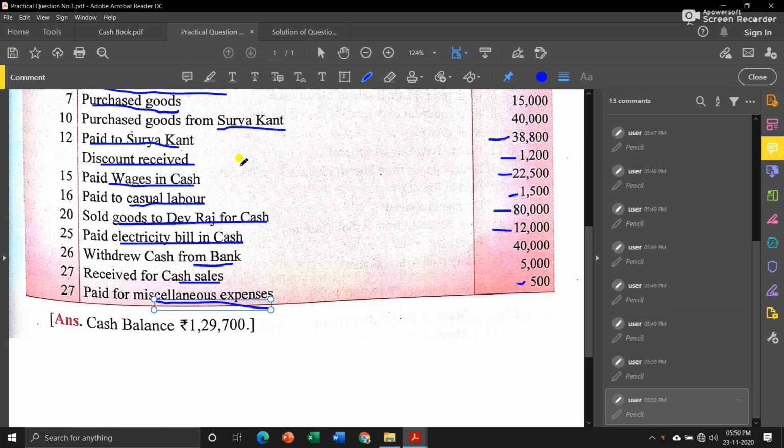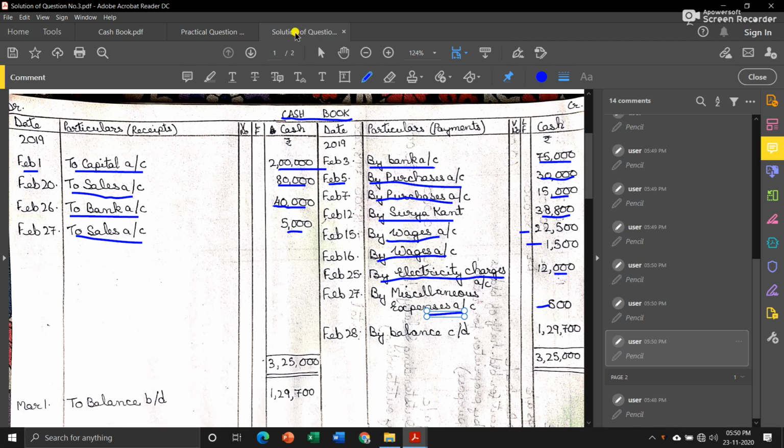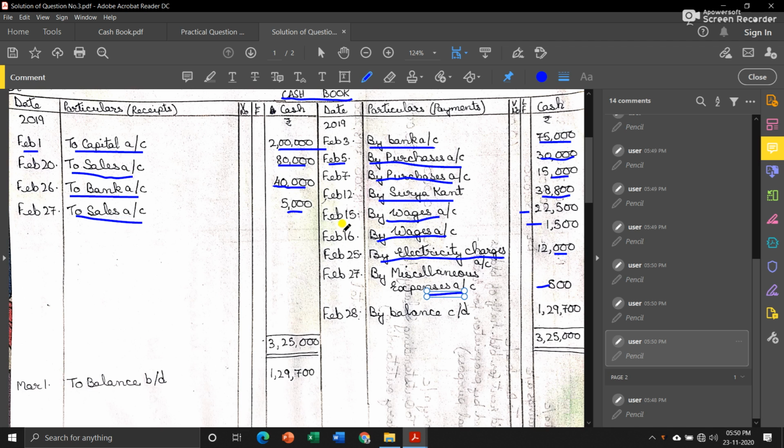Now as you can see, all the transactions are completed. Now what we will do is that we will balance our cash book. Now you can do that roughly, or since it is the first question and for your better practice, try to do it in rough. First you have to find out the total of these 4 items. Then since we know that the debit side, that is the receipt side, will always be greater, you can write 3,25,000 in here.